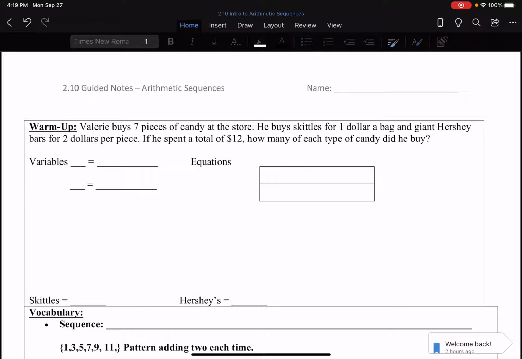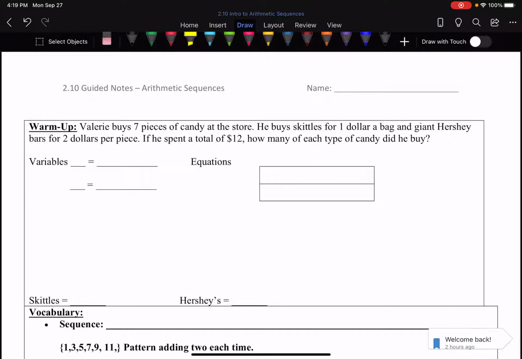So we've got to start off by identifying our unknowns. Well, we've got Skittles and we've got a Hershey bar. So let's say for Skittles, I'm going to use K. This is going to equal the number of Skittles, or bags of Skittles. And then let's use H for the number of Hershey bars.